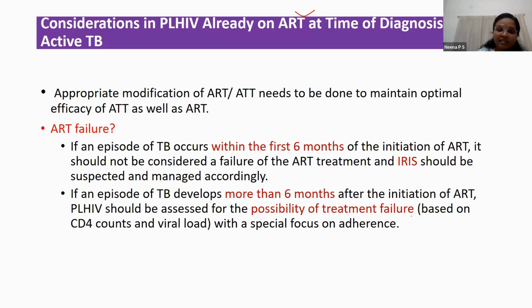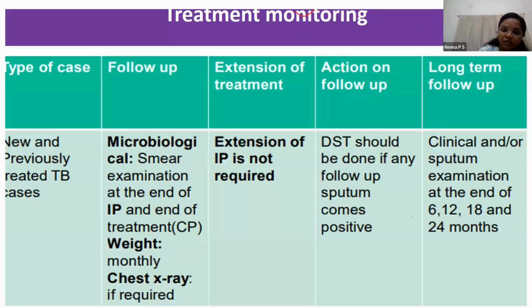That is, the patient is already sensitized to TB. There is an antigen sensitization. Now, after starting the ART, his immunity has improved, and the patient has manifested as TB. And if the TB is occurring after 6 months of starting ART, then probably it can be a treatment failure. But you have to assess the CD4 count, viral load, and the clinical status of the patient, and decide on changing the first line ART to second line ART.